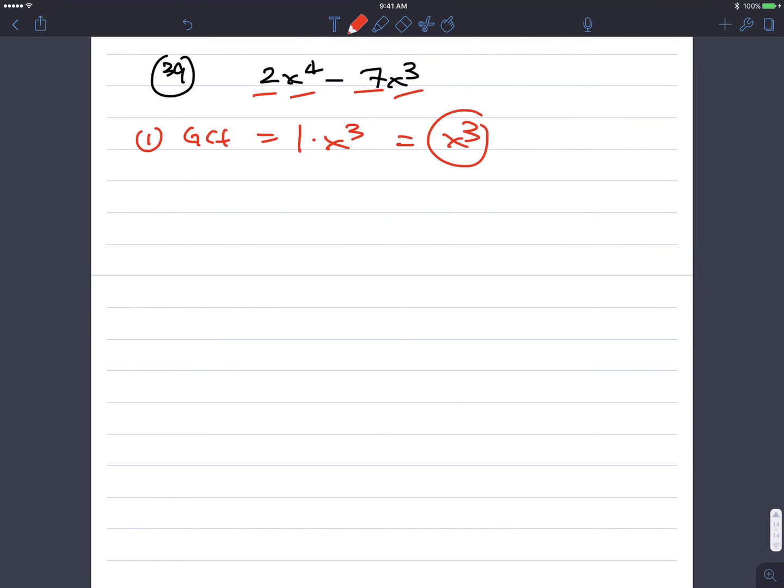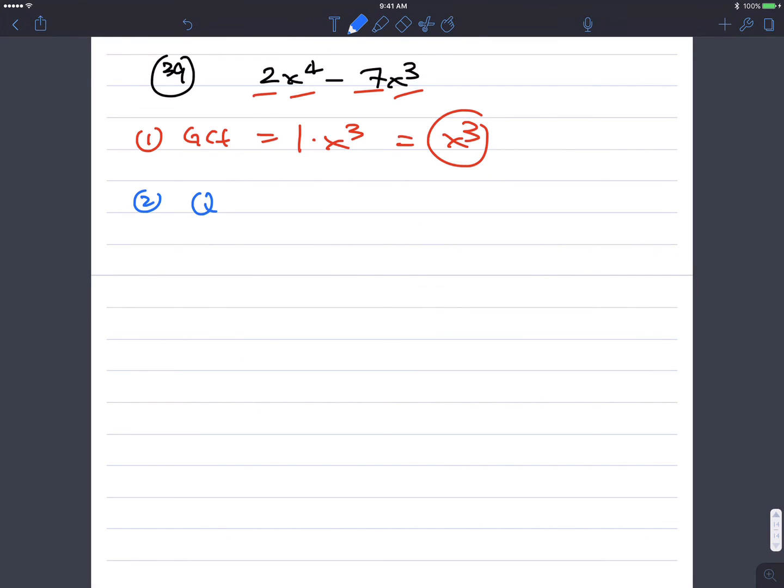Let's try 39. 2x to the fourth minus 7x cubed. Okay, that's number 39. So here, let's get the greatest common factor. The GCF of 2 and 7. What is it? Oops, sorry. 1, thank you. X to the 4th, x to the 3rd. X cubed, good. GCF is x cubed.